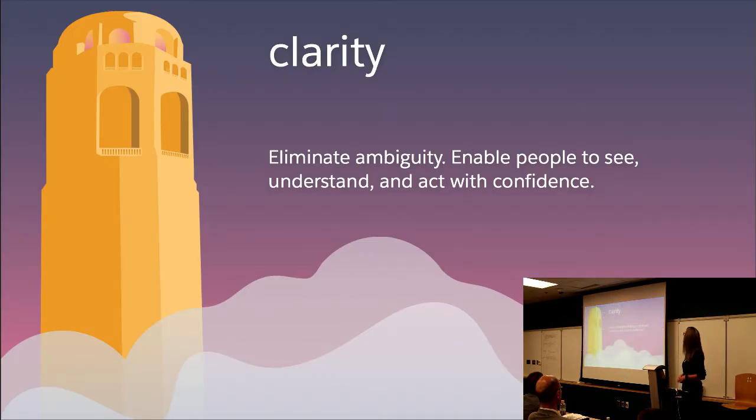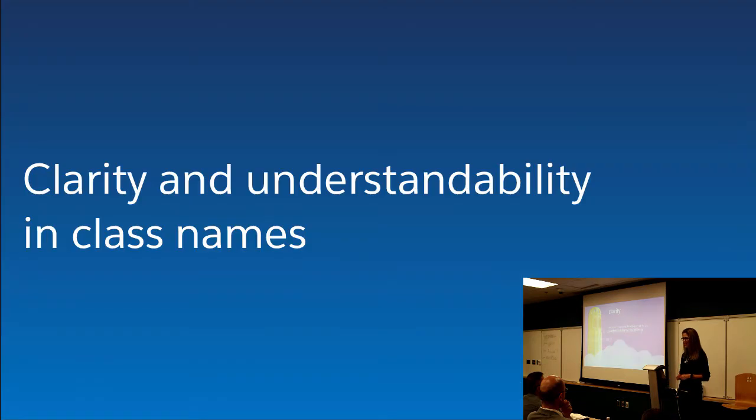So let's look at how clarity affected our decisions. Clarity says we want to eliminate ambiguity, enable people to see, understand, and act with confidence. Anyone who's worked with CSS may already be struggling with the idea of clarity in CSS. What does that even mean? Well, for us, our classes are very explicit, and we use very few abbreviations. And yes, it does make it a little more verbose, but it's also a lot easier for someone to come in who is not familiar with the entire framework and understand.